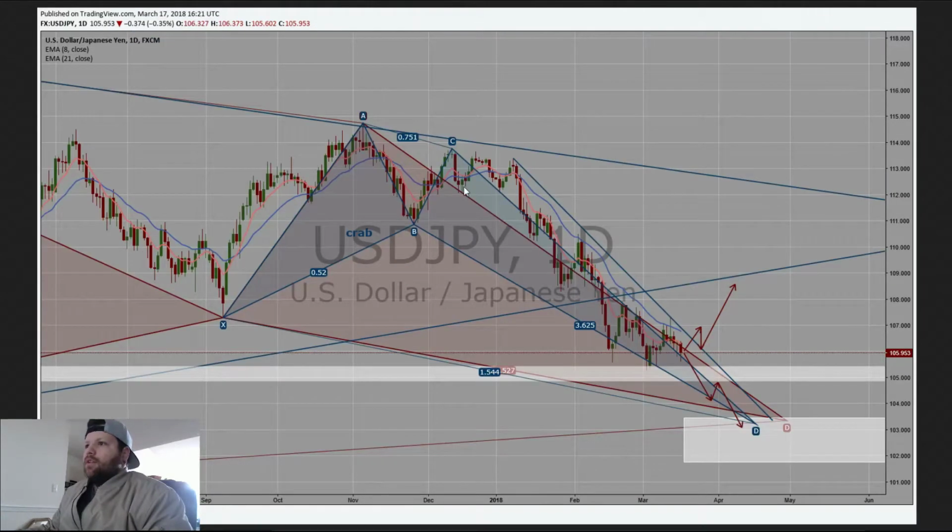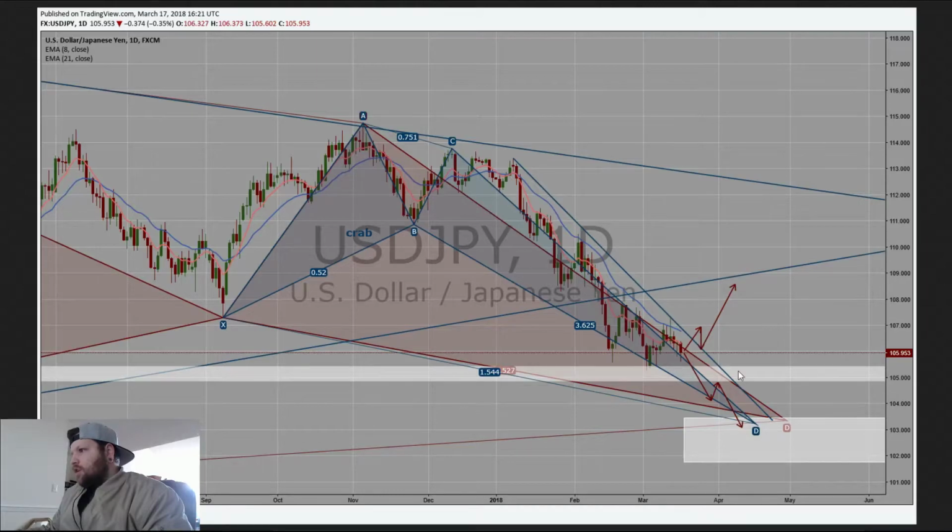Let's go ahead and drop down the time frame. On the daily time frame, we do have a crab pattern that completes around the same area that the Gartley pattern on the weekly time frame completes. And looking at last week's candlesticks, we had this massive pin bar with bearish movement after that. So I have a couple different directions where price can go.